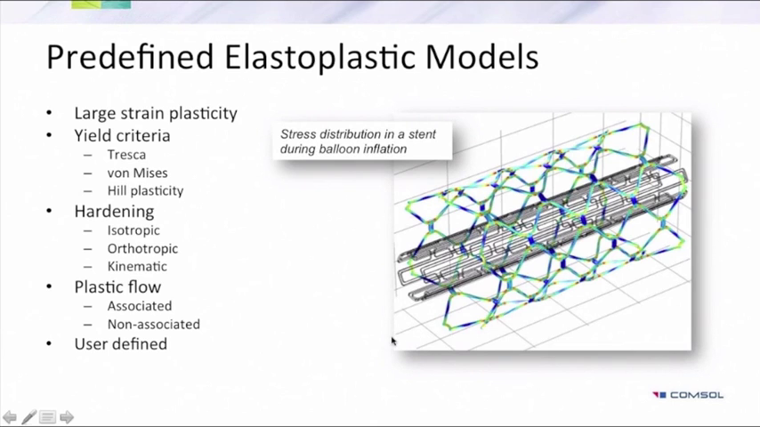The application of those models is shown to the right, where a stent is deformed with the balloon that is inflated inside of it. This stent is put in the human body. You inflate the balloon, and this stent is expanding in the aorta in order to improve the blood flow. What you can see is that there will be some high stresses where you have the permanent deformation of the stent, and that's what keeps it in place.